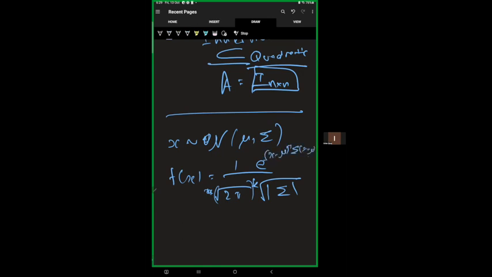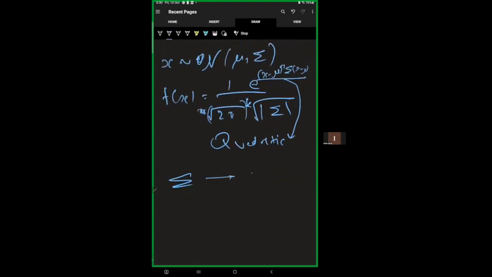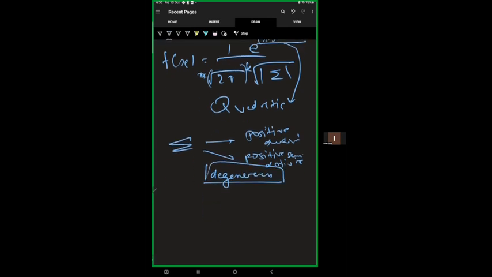As we can see, this represents something much like a quadratic form, and here we need our matrix sigma to be either positive definite or positive semi-definite. When we get a matrix which is only positive semi-definite but not positive definite, we get a degeneracy, which basically means that the entire probability is concentrated around a single point.